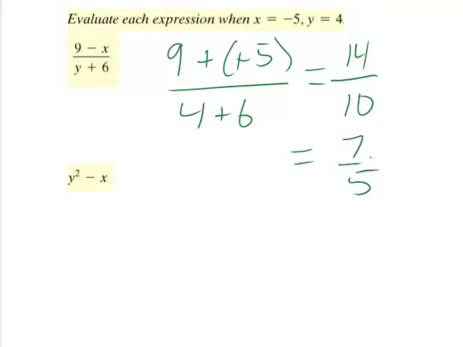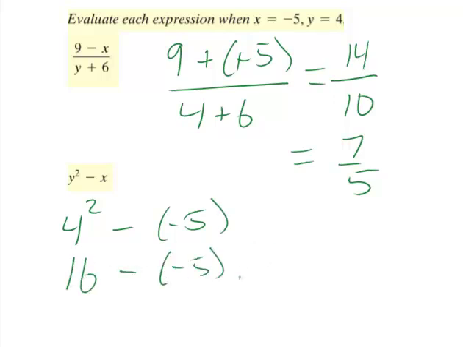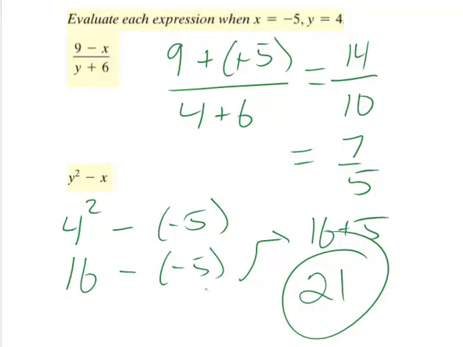All right. And the last one here is y squared minus x. So I'm going to put y squared, so that's going to be 4 squared, minus a negative 5. So 16 minus a negative 5 is going to become 16 plus 5, which is 21.